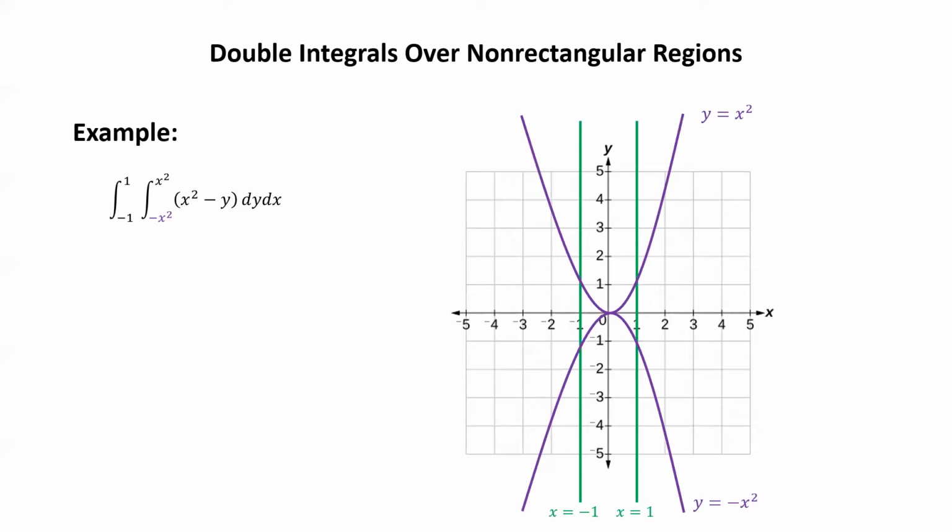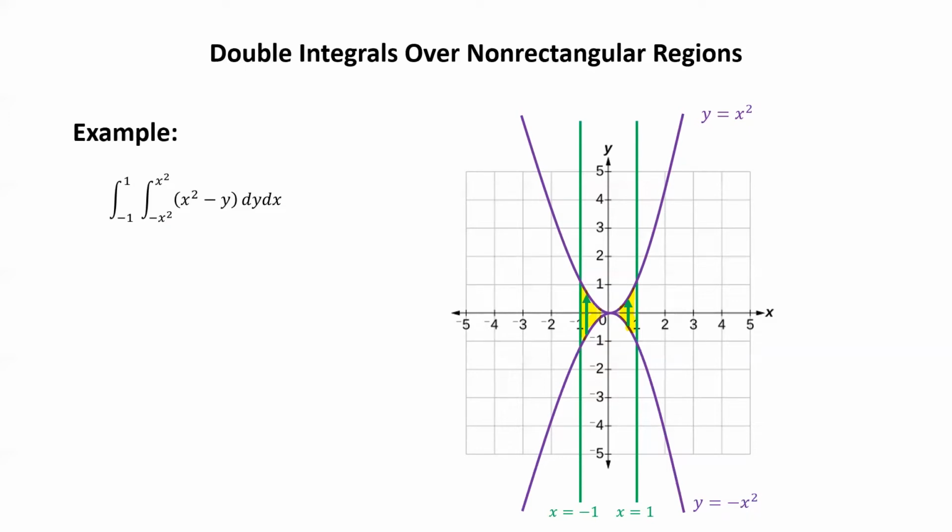What is the region that we're integrating over? Well, we're going between the lines x equals -1 and x equals 1, and from y equals -x squared up to y equals x squared. That gives us the region that I've shaded in yellow there. We could draw a couple of arrows here to indicate how the integration is working. For any given x value between -1 and 1, we're going from the lower limit, which is y equals -x squared, to the upper limit, which is y equals x squared.